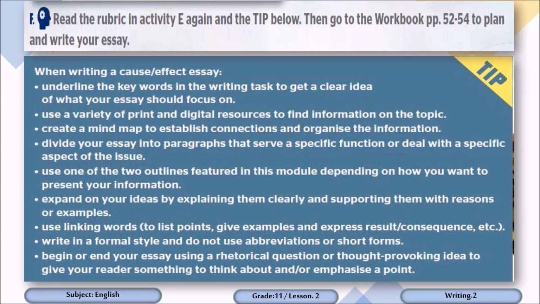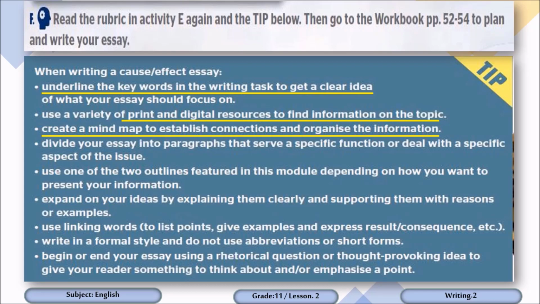So before writing the cause and effect essay, we should underline the keywords in the writing task to get a clear idea of what we are going to write about. We should get some digital resources to find information about the topic. It's preferable to create a mind map to establish connections and organize the information. Of course, we should write our essay in different paragraphs with a special function for each. We should use one of the two outlines featured in this module.